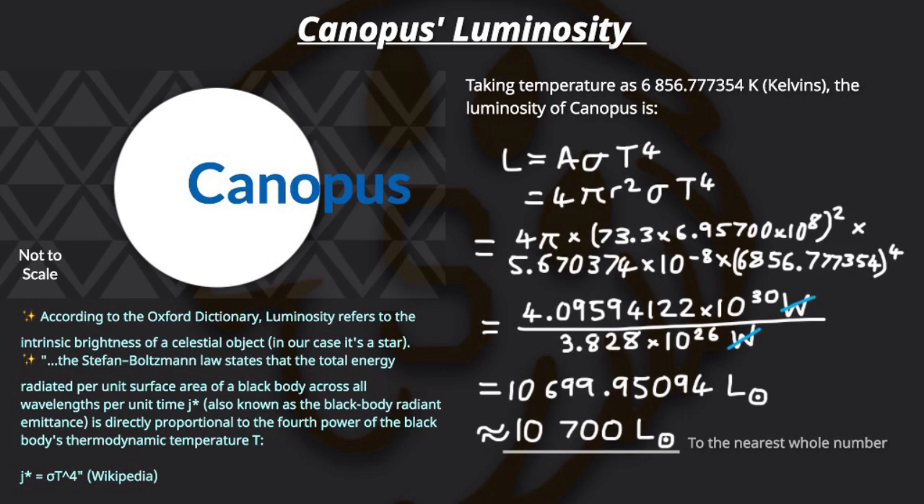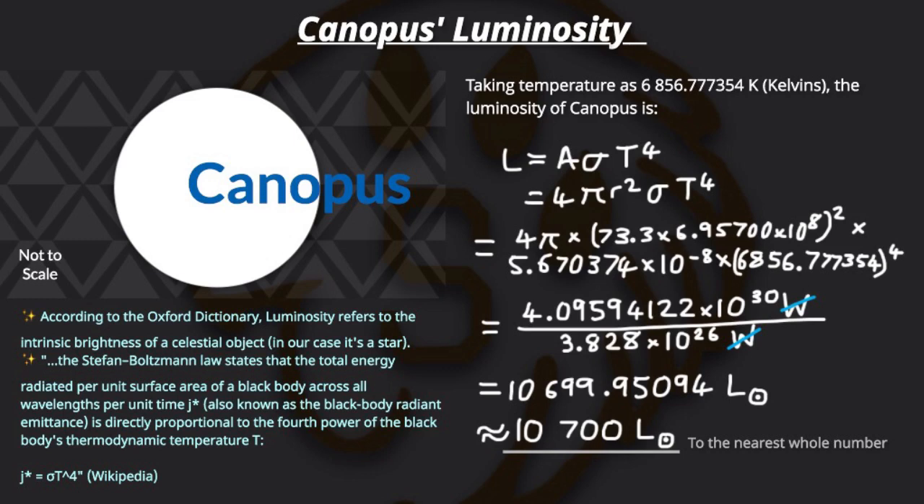So we divide that value by 3.828 times 10 to the power of 26 watts. Like we said, that's the luminosity, so the unit is watts. But take note, we're going to be cancelling those watts so that you can see that what we're looking for is the ratio or the coefficient, which then multiplies with the luminosity of the sun. Instead of writing the actual value, we just show that it is 10,700 times. As you can see now, the answer is approximately 10,700 times the luminosity of the sun.